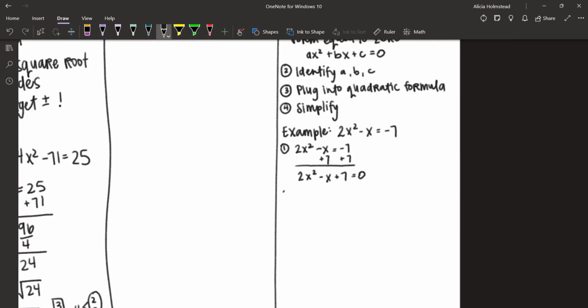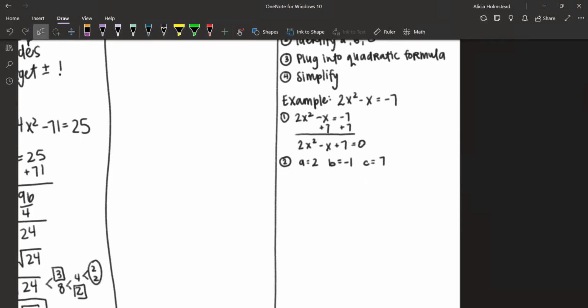Now that we have that, we can go to step 2, which is to identify A, B, and C. A is the number in front of the x squared, so for this one it's 2. B is the number in front of the x, so for this one it's negative 1. And C is the constant, for this it's a positive 7. All right, step 3 is to plug it into the quadratic formula.